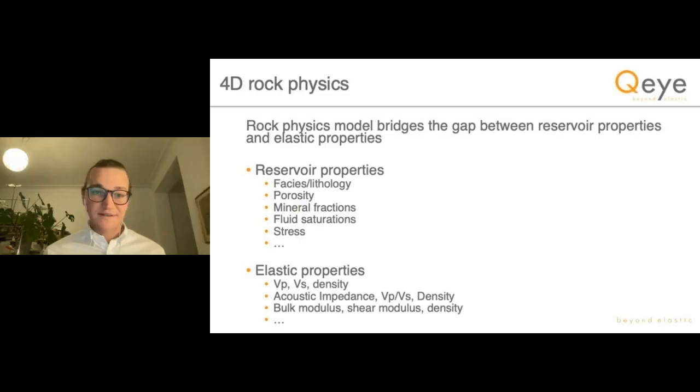And what we do for this is to create an actual rock physics model that describes how elastic properties change as reservoir properties vary. So reservoir properties are, for instance, porosities, fluid saturations, mineral fractions, or stress. And elastic properties are, for instance, AI, VPVS, and density, basically the quantities that we get out of our elastic inversion. So our rock physics model allows us to bridge the gap between those two and allows us to explain how the elastic properties are varying because of the reservoir properties.